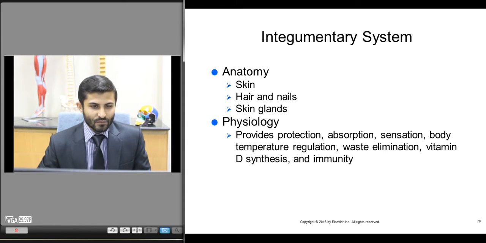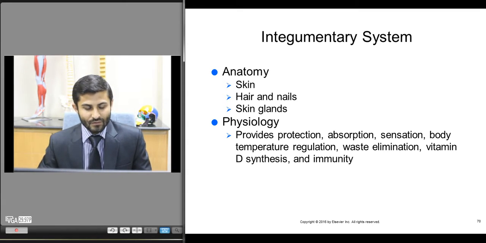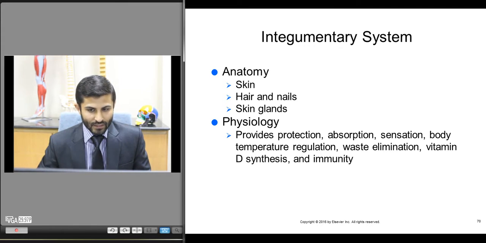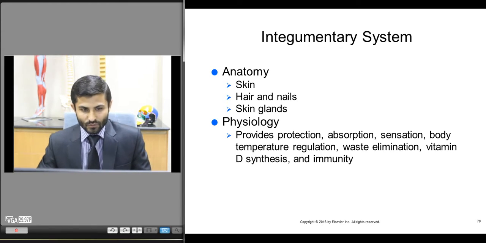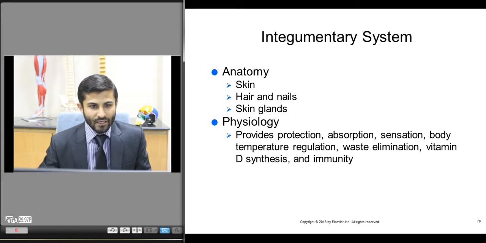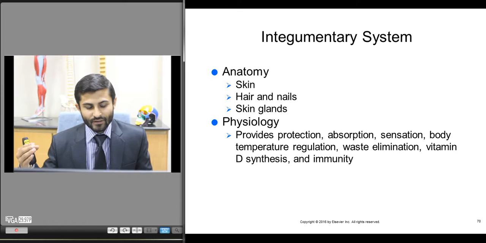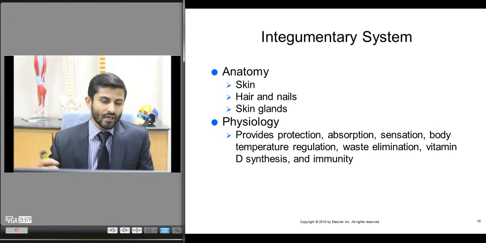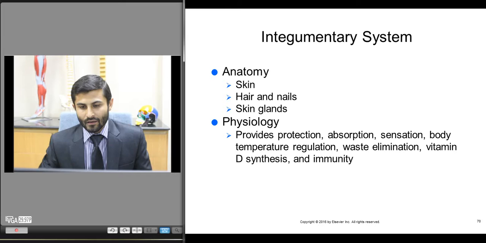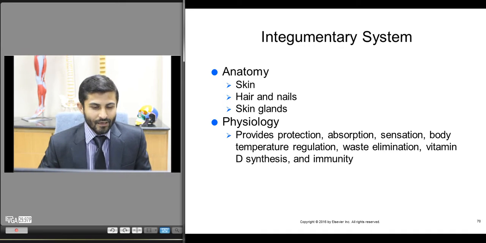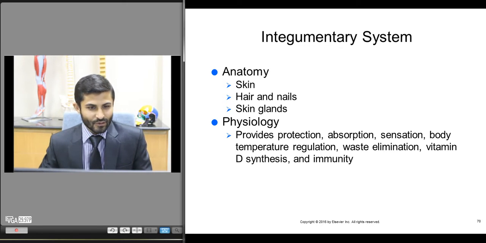Sometimes there is sweating, which is also called perspiration, in order to cool your body. Or sometimes there can be no sweating, or there can be restriction of blood flow to the skin, so as to conserve heat. Waste elimination: with sweat, some wastes are also secreted. Vitamin D synthesis. It is better to call it the activation of vitamin D, because the activated form of vitamin D is 1,25-dihydroxycholecalciferol.